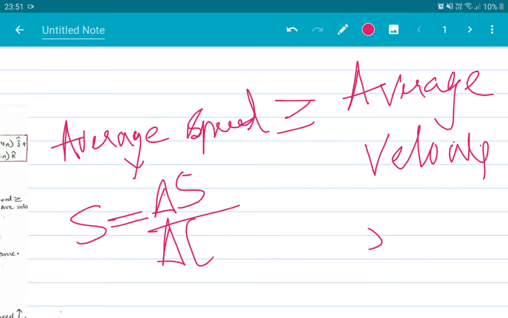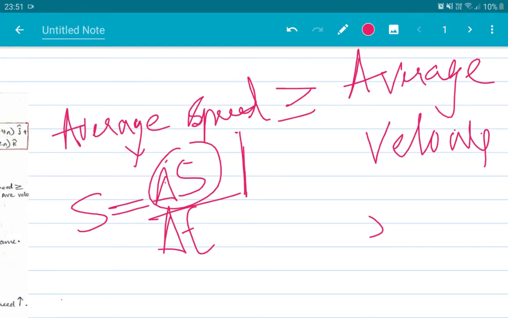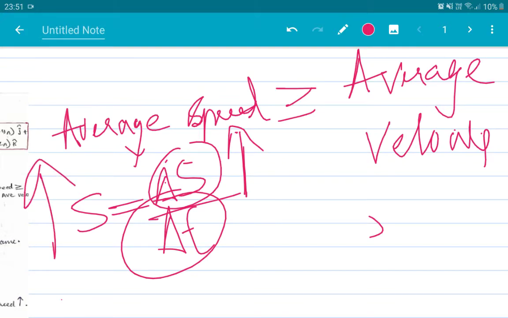So speed is delta s by delta t. Distance is always greater than displacement. So if distance is greater than displacement, then the numerator increases. Time remains the same, so constant. If the numerator increases, then the speed also increases. Hence, average speed is always greater than average velocity.